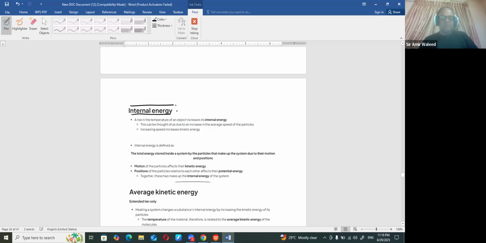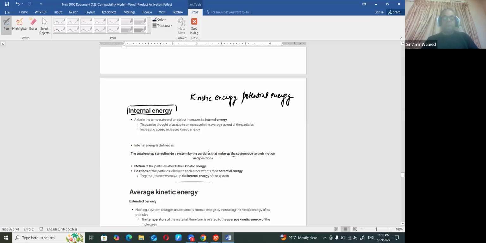Internal energy, as the name suggests, is the energy within the substance, and a rise in temperature of an object increases the internal energy. Normally, internal energy is a sum of kinetic energy and potential energy. Both add to give you internal energy. In the case of any particular solid, liquid, or gas, the total energy is stored inside a system by the particles that make up the system due to their motion and position.